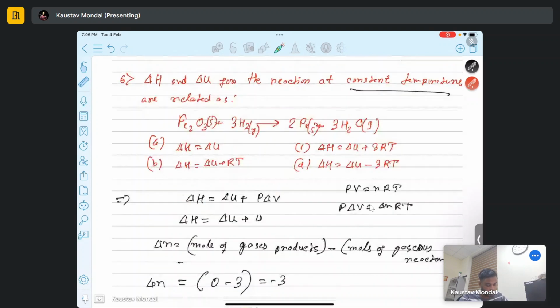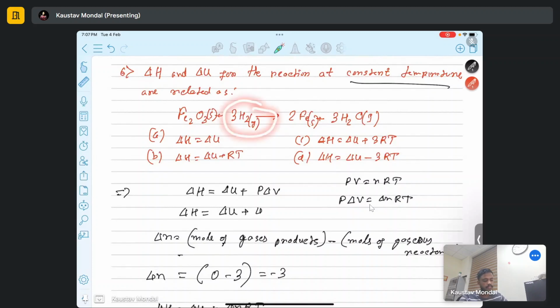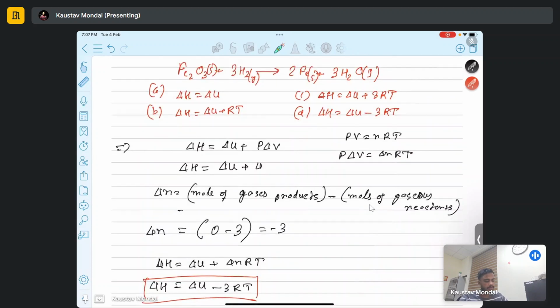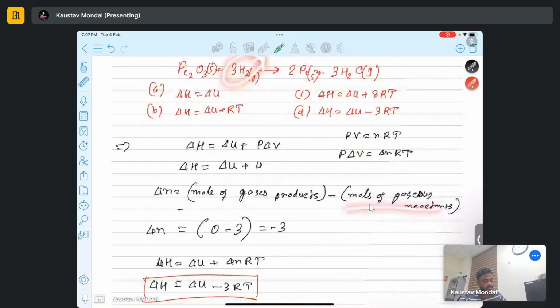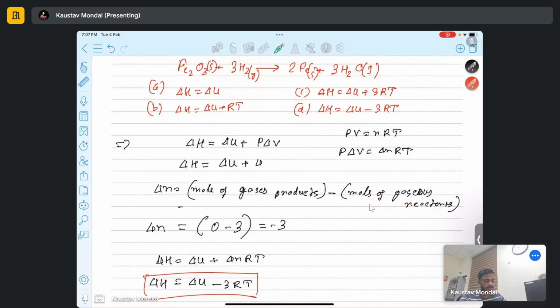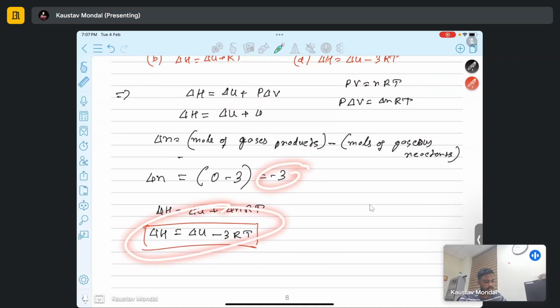So here in this equation, this H2 is the only component that is in gas state, right? Initially there are 3 moles of gas, but in the final state there is no gas. So moles of gas in the products will be 0, because in the product there is no gas, but for the reactant there are 3 moles of H2, so that's why we write minus 3. So 0 minus 3 gives us minus 3. Now we'll substitute this in this equation, that gives us delta H is equal to delta U minus 3RT.